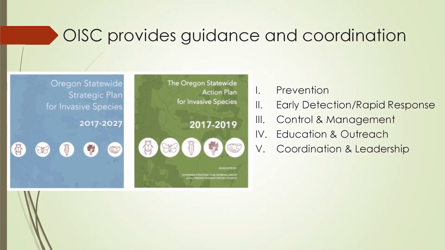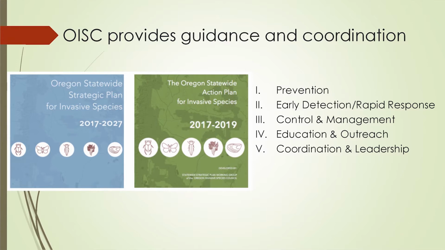One of the OISC products is to publish a 10-year strategic plan and a 2-year action plan for invasive species efforts in our state. Objectives for the state are described in terms of prevention, early detection and rapid response, control and management, education and outreach, and coordination and leadership. The 2-year action plan recommends specific strategies for each management objective and outlines the responsible agencies.